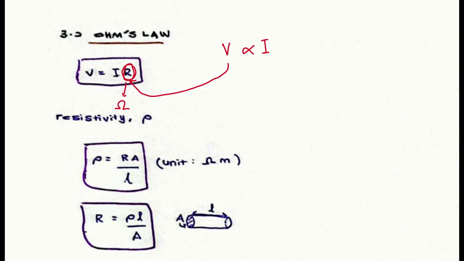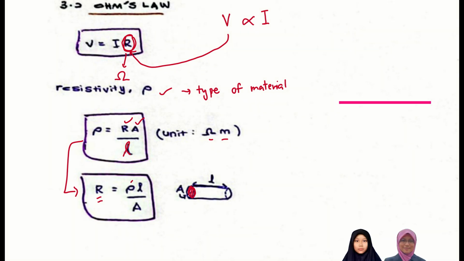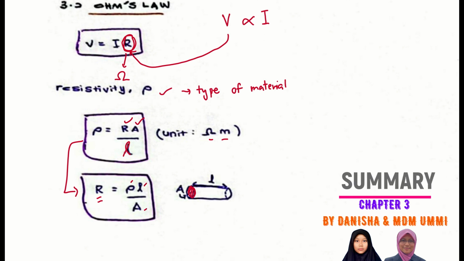Then we also have the resistivity. So resistivity is related to the type of material of the wire. Different wires will have different resistivity, because the resistance depends on the cross-sectional area of the wire and also the length of the wire. The unit for resistivity is ohm meter. So from this equation, you can also rearrange it, then you can have the equation for resistance, R = resistivity times L over A.